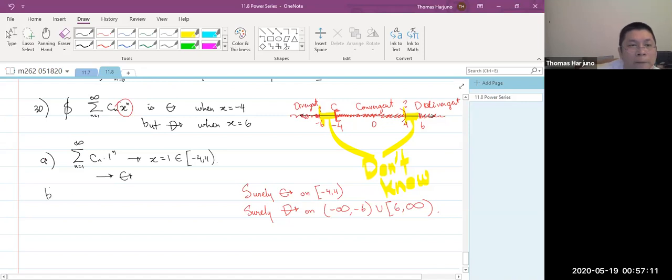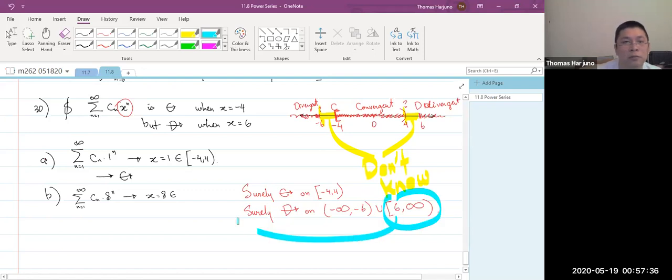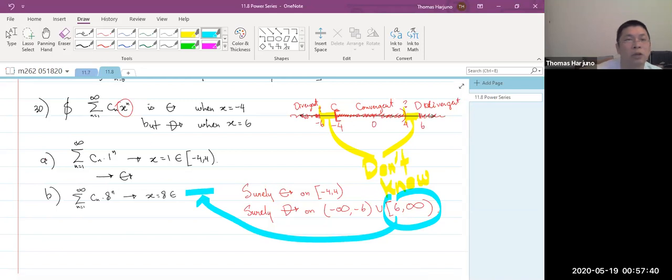Okay, part B. What happens if I have the series from n equals 0 to infinity of Cn 8 to the n? The thing is, x equals 8 is in that interval, right? So it will be divergent.